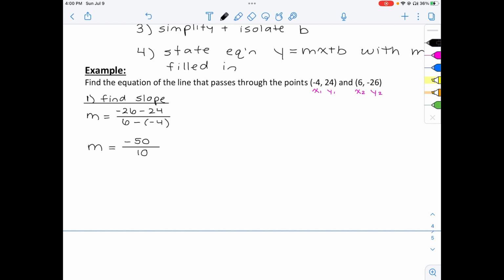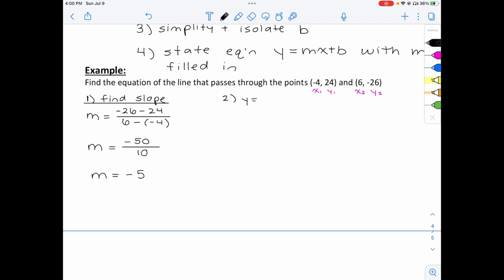And then I'm going to simplify. -50 divided by 10 is a nice number, so we don't need to leave it as a fraction. We can just write what the answer is there. -50 divided by 10 is -5. Okay, so that is my slope. Then my second step is just to make my equation.